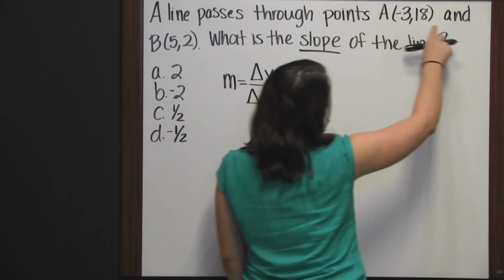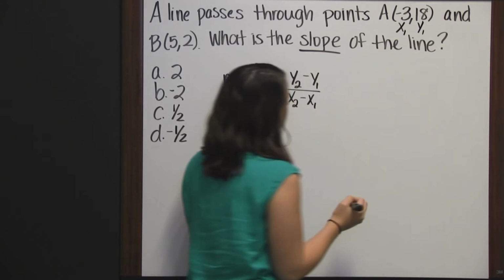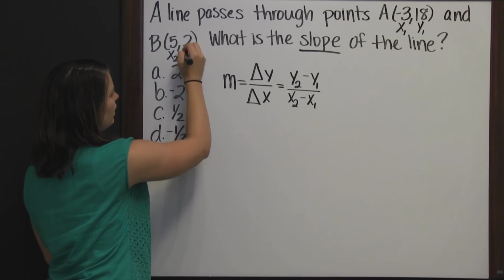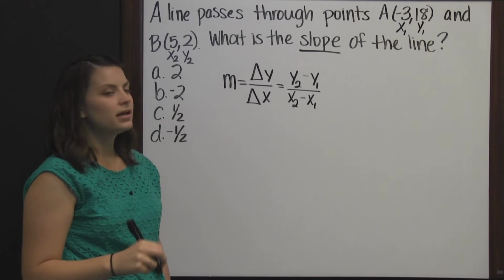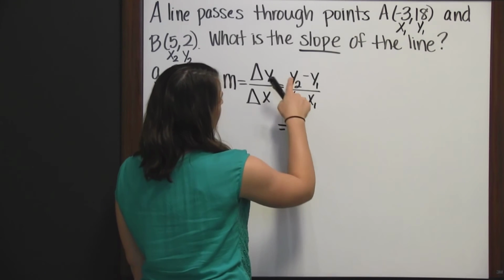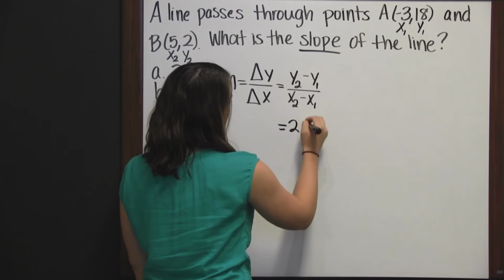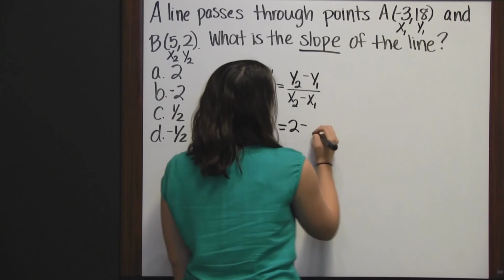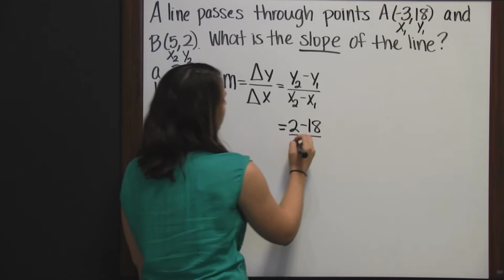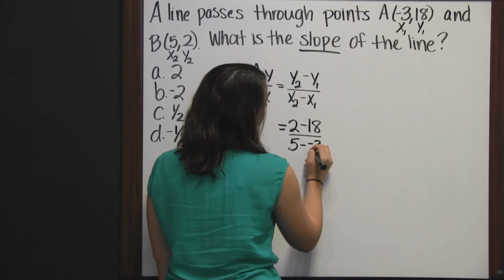So this first point, this would be our first x and our first y. And then our second point here, B, would be our second x and our second y. And now that we've labeled, we just need to substitute. y2 is 2, minus y1 is 18, divided by x2 is 5, minus x1 is negative 3.